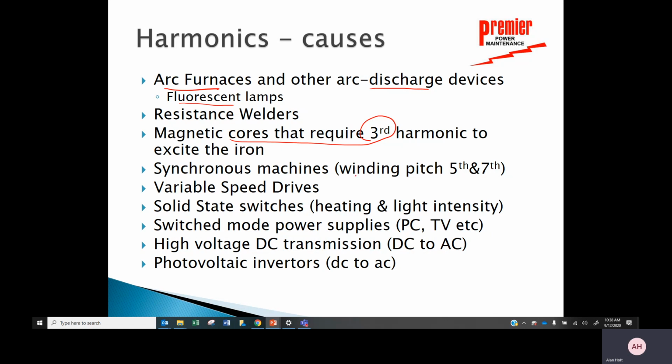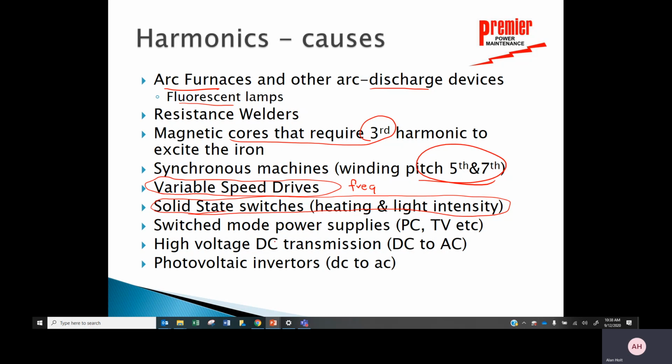Synchronous machines, if they try to overexcite those synchronous machines in order to provide power factor correction, they can create fifth and seventh harmonics. Anytime I have variable frequency drives, variable speed drives, they vary the speed by varying the frequency. Matter of fact, back in the old days, we called them variable frequency drives. Those things will change the frequency of our 60 hertz because that's a problem. Solid state switches, heating and light intensity, they will create harmonics on our system.